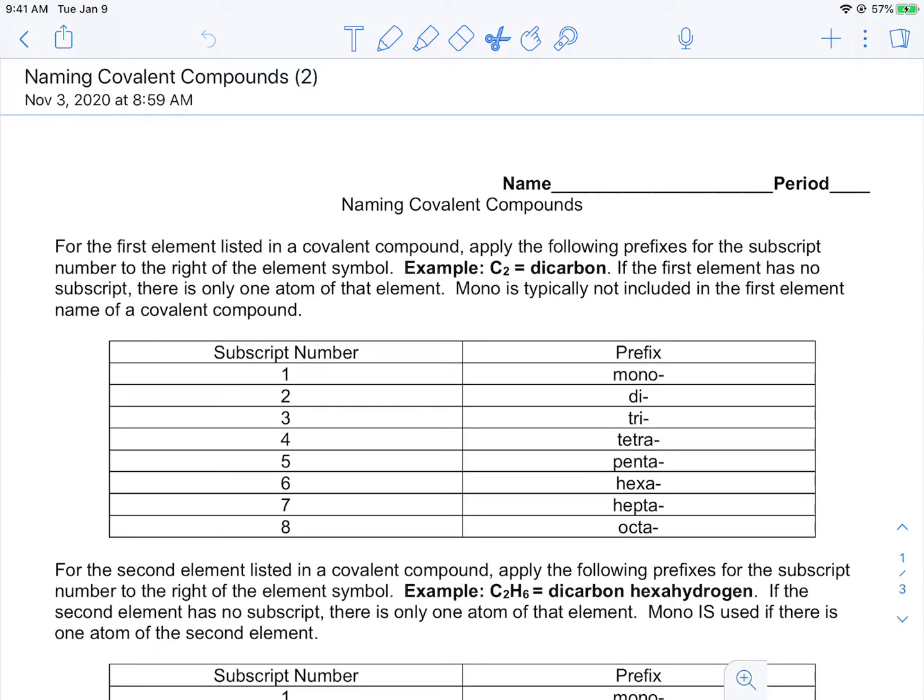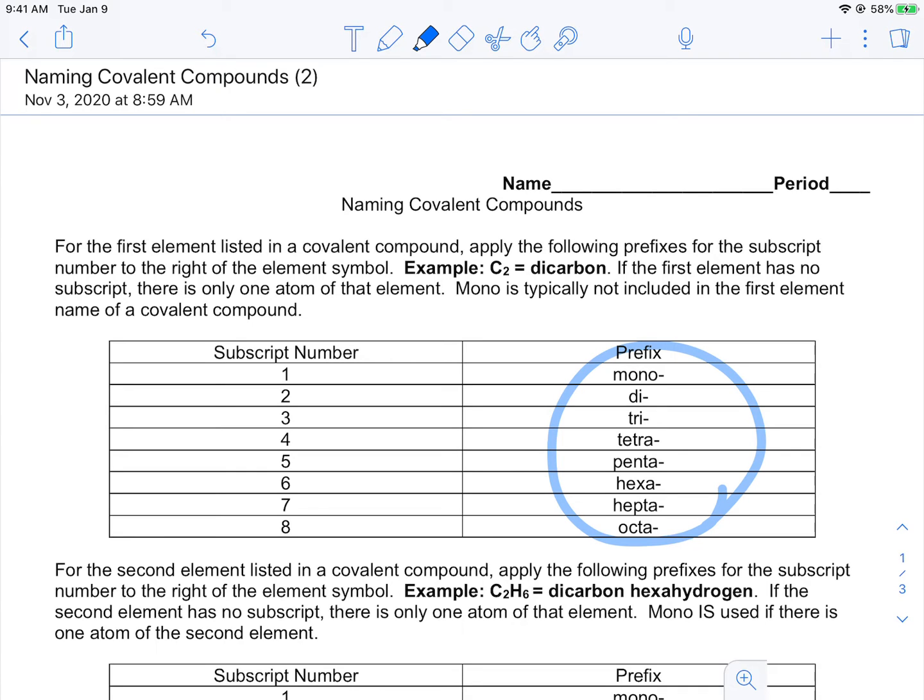Okay, today we are naming covalent compounds. So this is really formulaic and actually quite simple. So the first step is that I'm only going to give you compounds with two elements in them. So for the first element listed in the compound, you apply a prefix to the element.